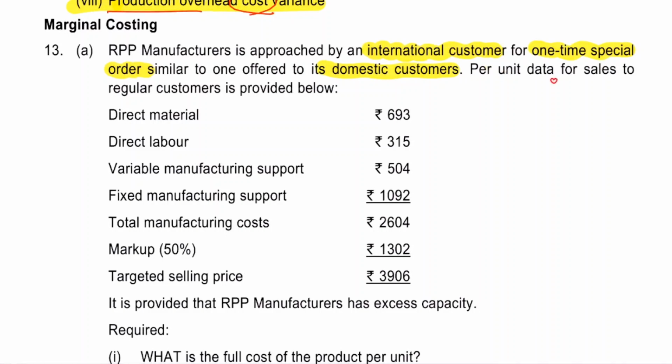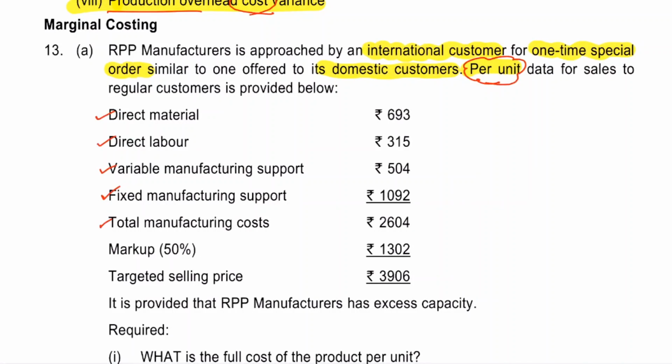Now per unit data for the sales to regular customer is provided below. So when I sell it to the regular customer in domestic market, my data is given. The important thing is the data is per unit. That is more important to note. The data is given on unit basis, per unit. Direct material is required, direct labor is required, variable overhead, fixed overhead, total manufacturing cost.